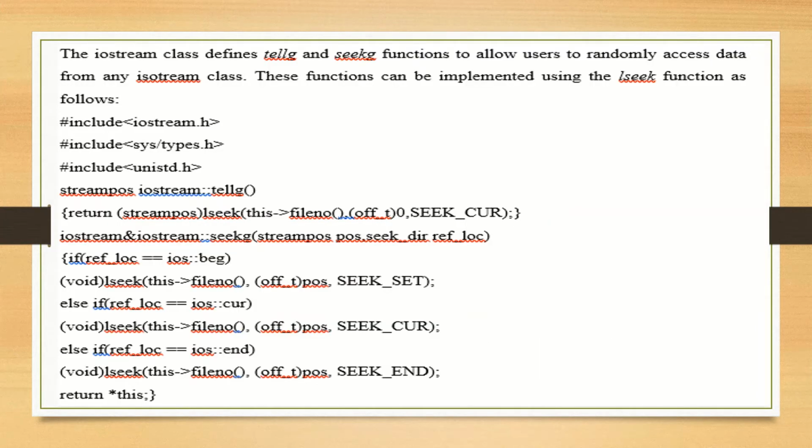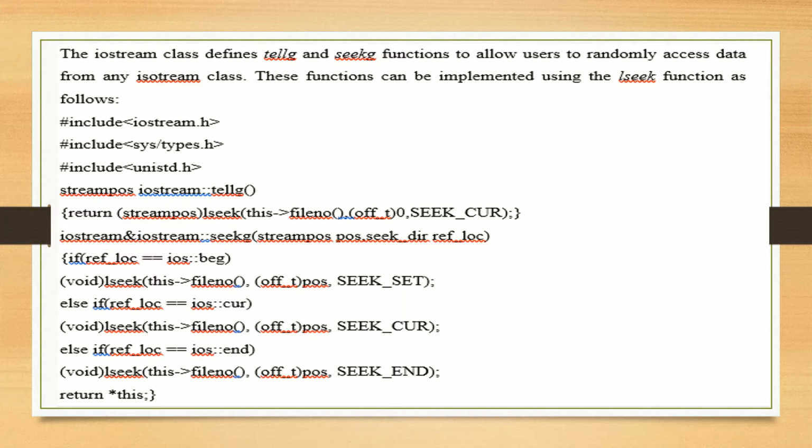Here is an example program that contains the iostream class that defines tellg and seekg functions to allow the user to randomly access data from any iostream class. I think you know iostream is the header file available in C++. These functions can be implemented using the lseek function as follows.